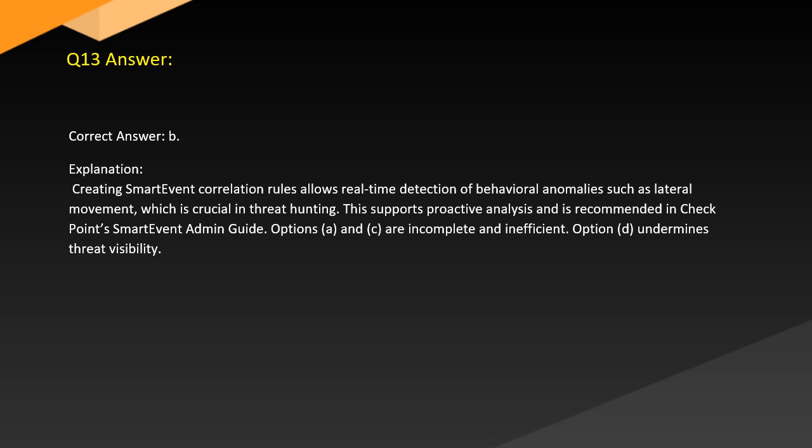Answer. Correct answer: B. Explanation. Creating smart event correlation rules allows real-time detection of behavioral anomalies such as lateral movement, which is crucial in threat hunting. This supports proactive analysis and is recommended in the Check Point SmartEvent Admin Guide. Options A and C are incomplete and inefficient. Option D undermines threat visibility.